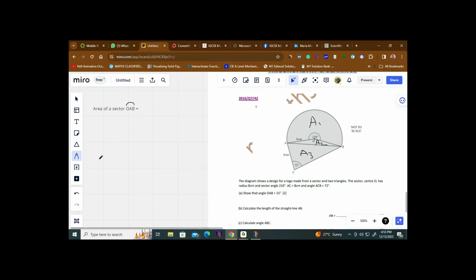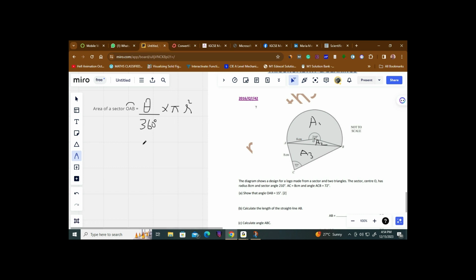Don't you remember the formula of area of a sector? Whenever the angle subtended by the sector is given in degrees, the formula of area of a sector is theta upon 360 multiplied by pi r squared. This is the formula when you are handling angle in degrees. If you are handling angle in radians, it is going to be half r squared theta.